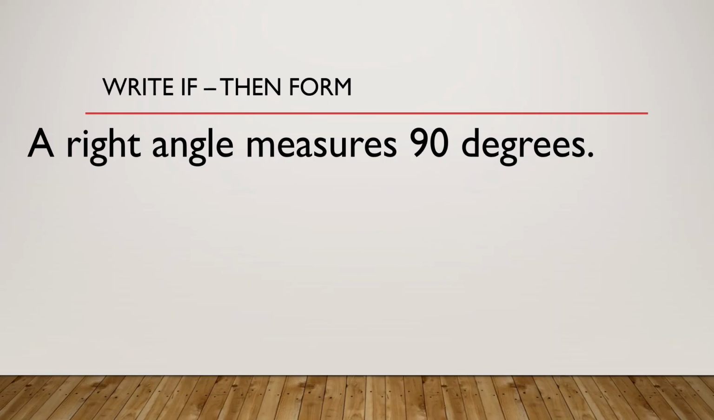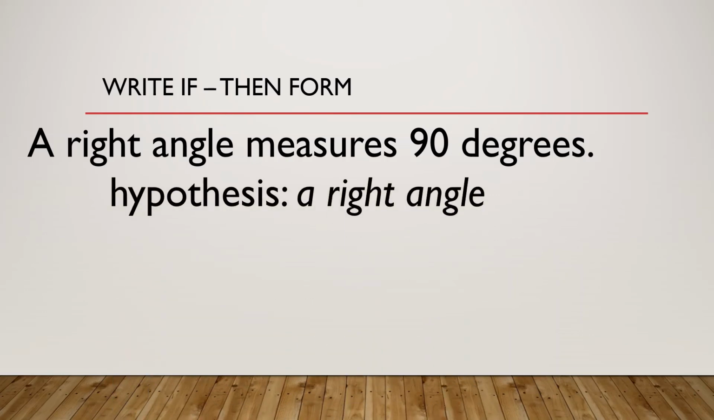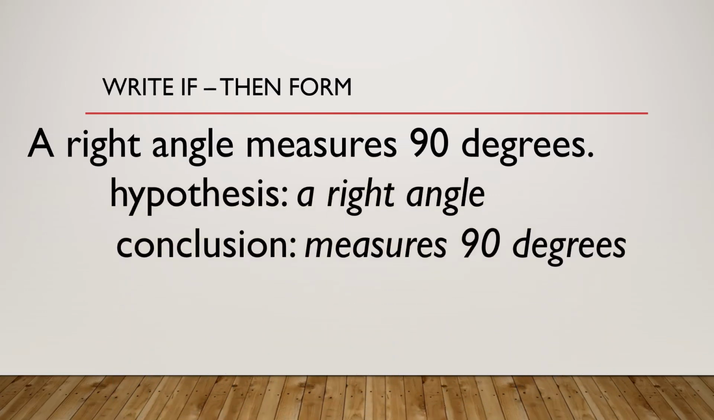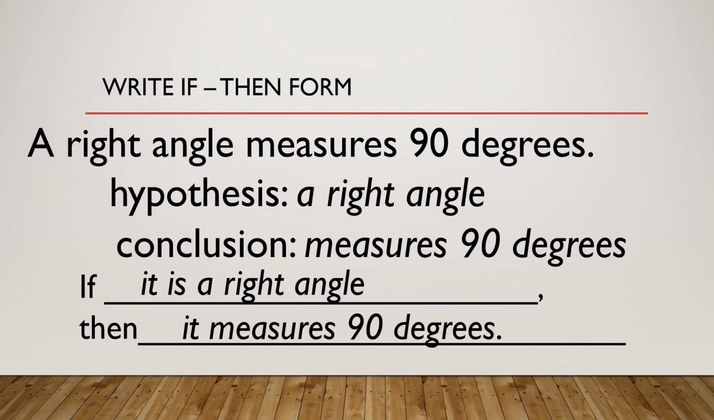Another example, a right angle measures 90 degrees. What is the hypothesis and what is the conclusion? The hypothesis is a right angle, and the conclusion is measures 90 degrees. Now, what is its if-then form? Great job! In if-then form: if it is a right angle, then it measures 90 degrees.